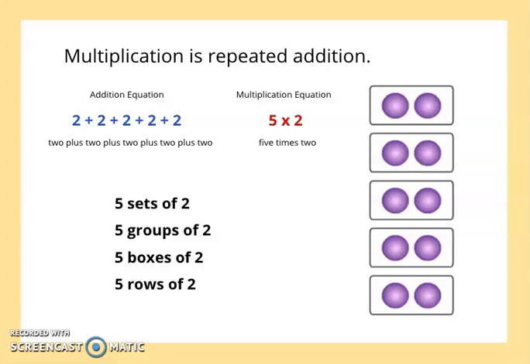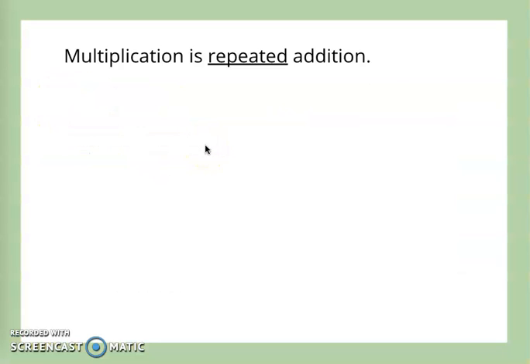Now, one thing that you must remember in multiplication is that the repeating number has to be the same. So in this equation, we have 2 plus 2 plus 2 plus 2 plus 2. So it is not 2 plus 3 plus 4 plus 5 plus 6. It is the same number throughout the entire equation. So it has to repeat. So multiplication is repeated addition.